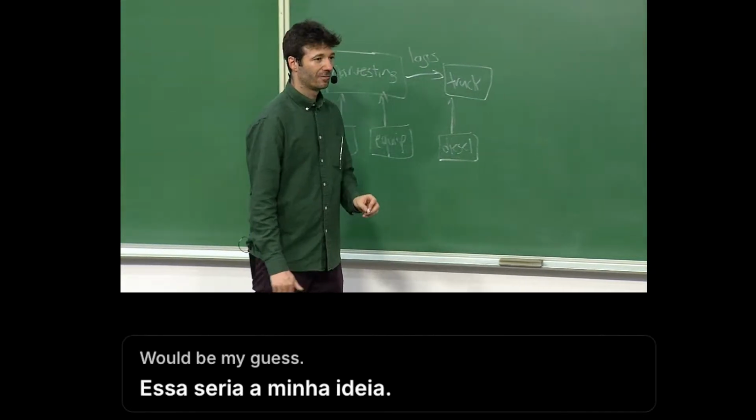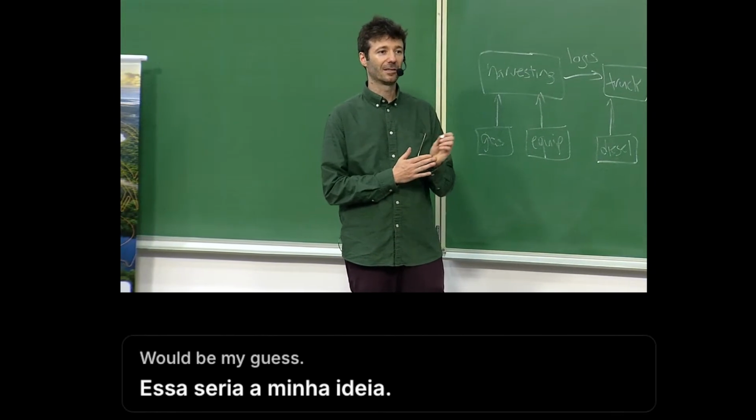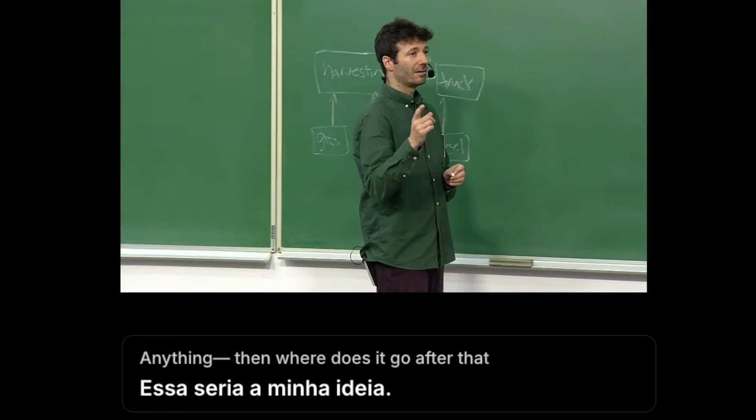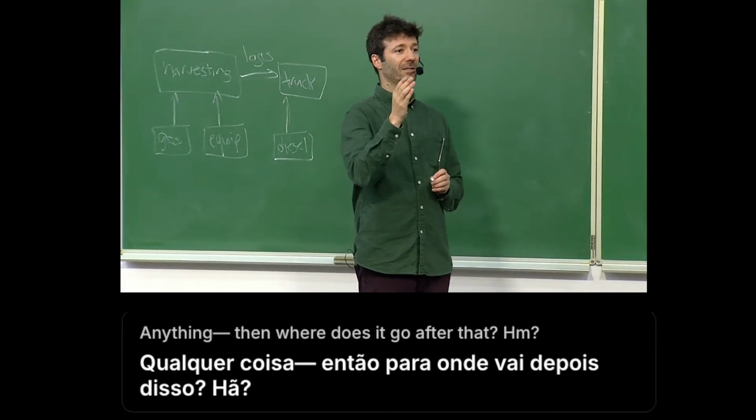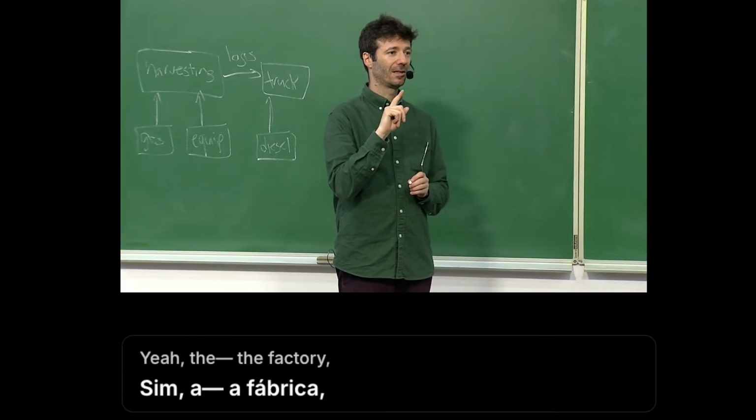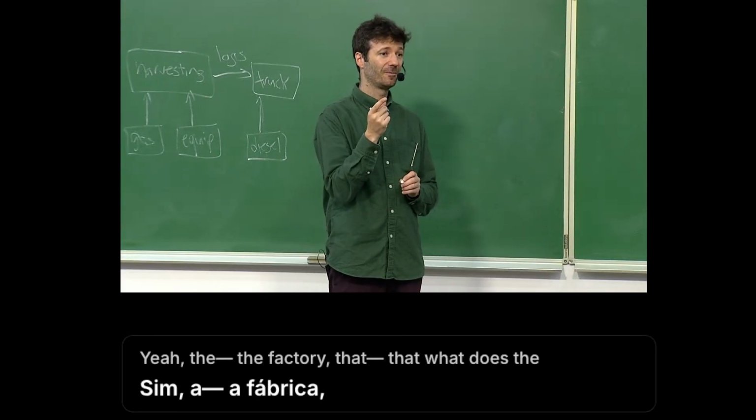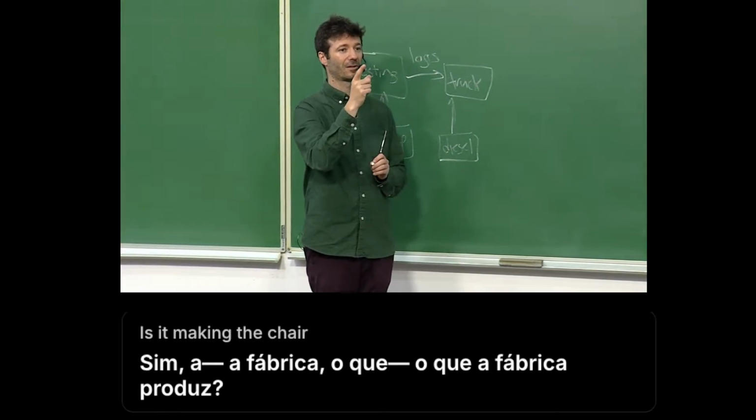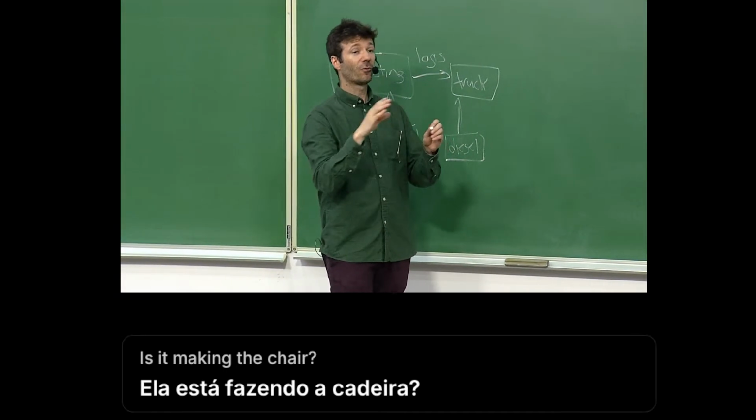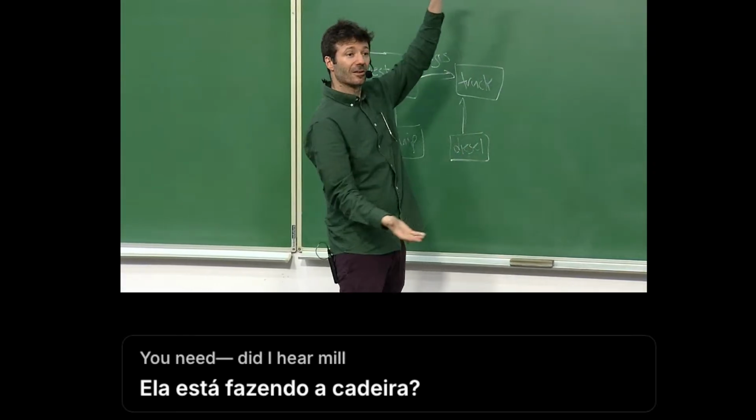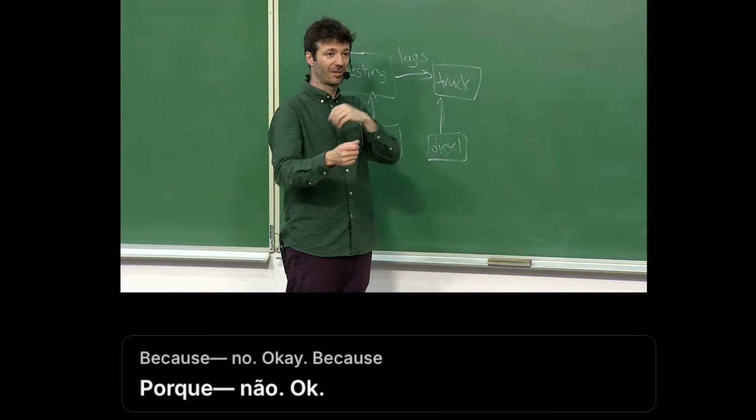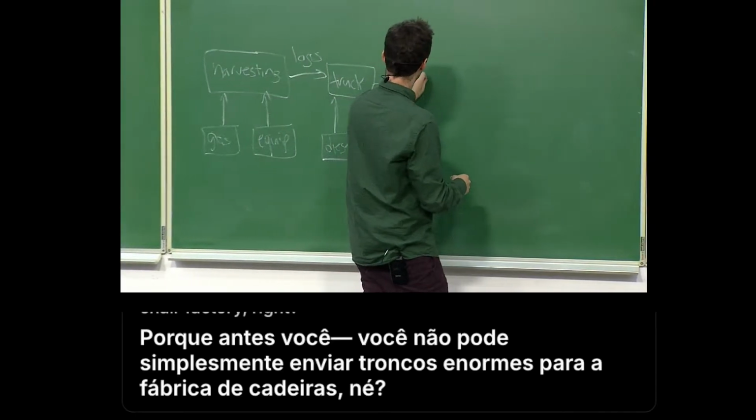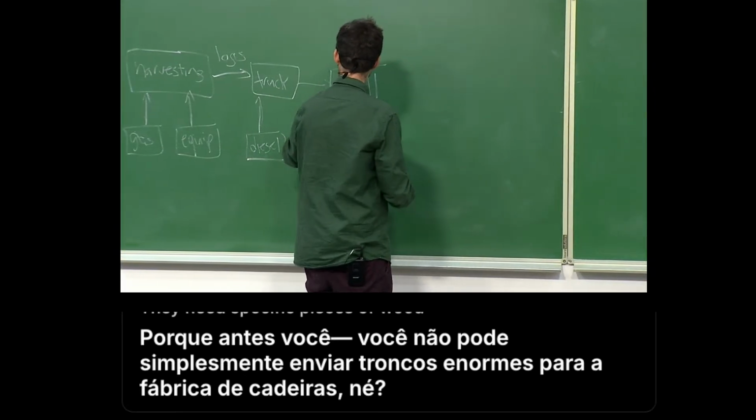Then where does it go after that? Yeah, the factory. What does the factory make? Is it making the chair? Did I hear mill? No, okay. Because you can't just send huge logs to the chair factory, right? They need specific pieces of wood. So first we need to go to what's called a sawmill, right?